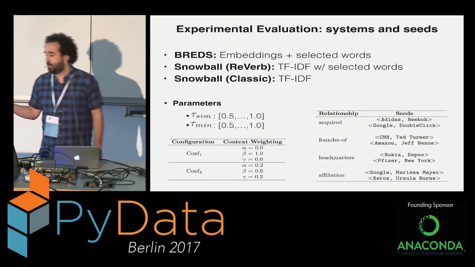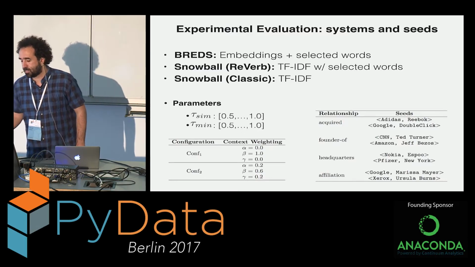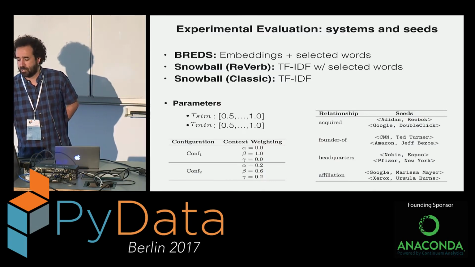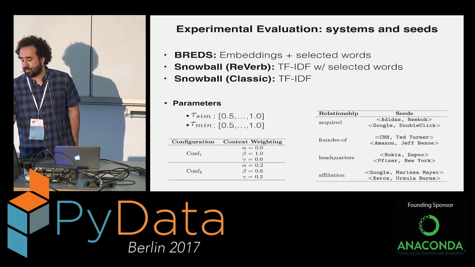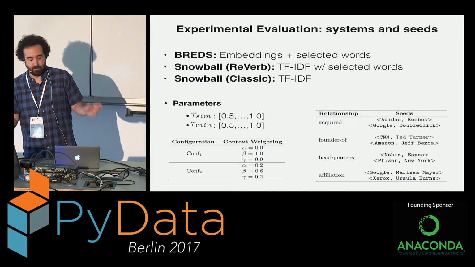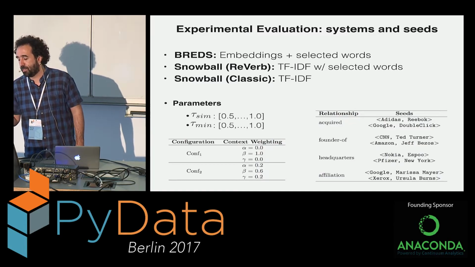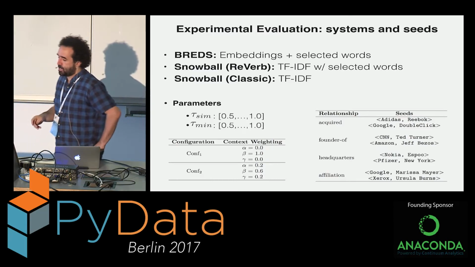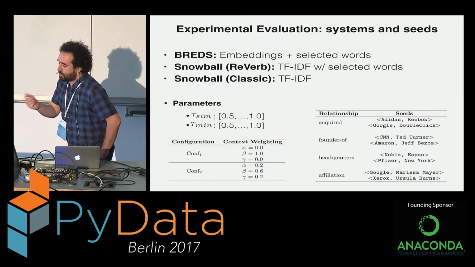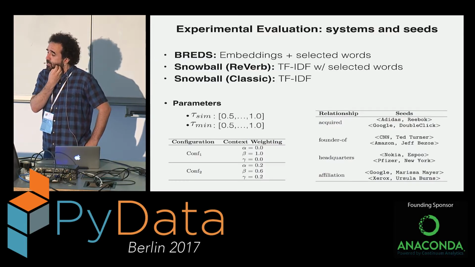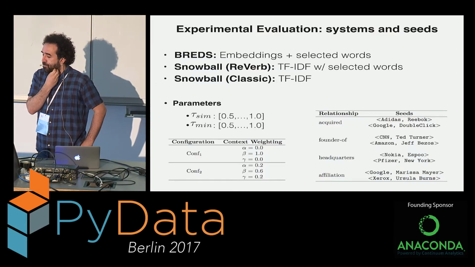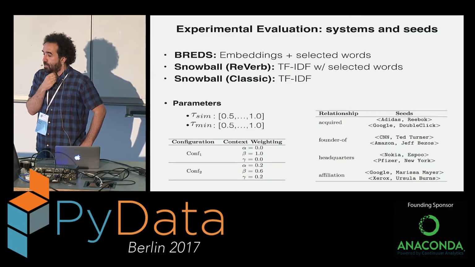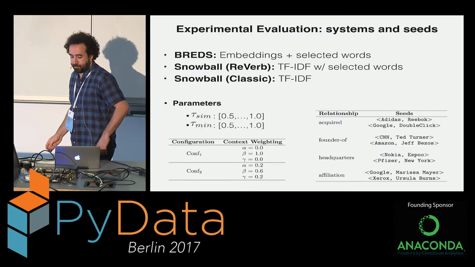Also, for the similarity measure, you always have to weight the contexts. I basically played around with two schemas. One which just considers the between context, and then the second one which also considers the before and the after context, but with a lower weight. And I did the experiments for 4 types of relationships. Acquired, meaning one company acquired the other. Founders, like who was the founder of which company. Headquarters, where each company has its headquarters, and affiliation, which people work for which company.